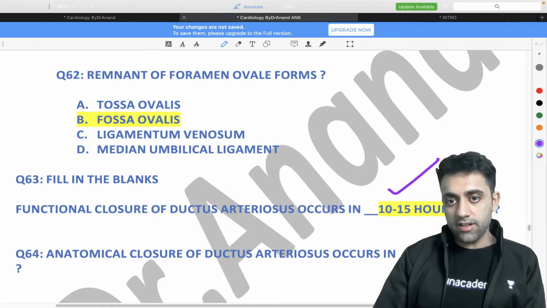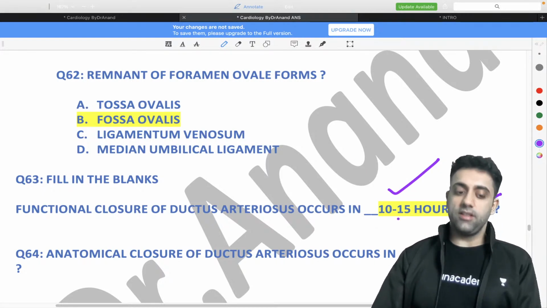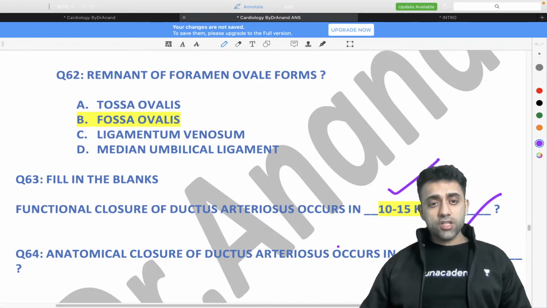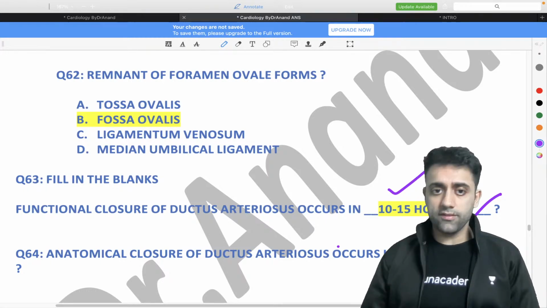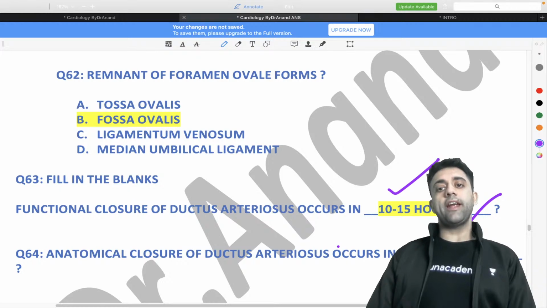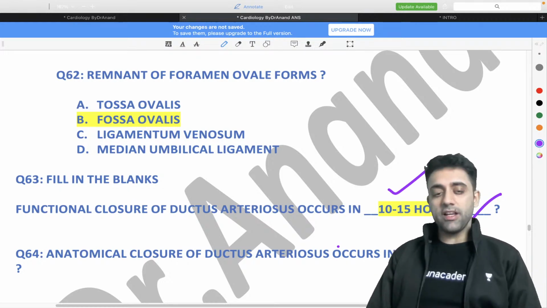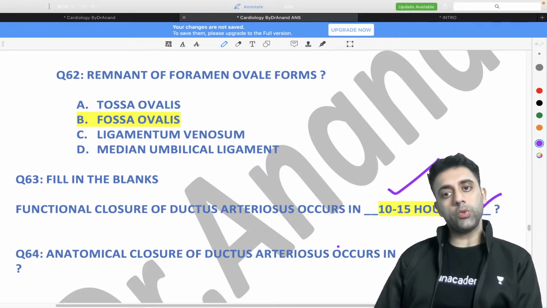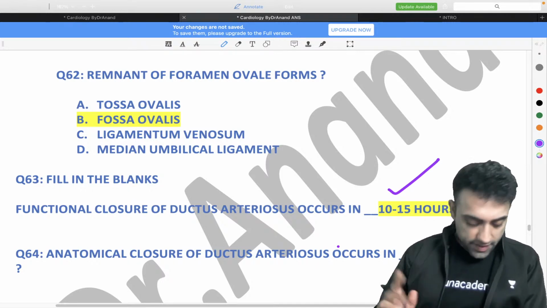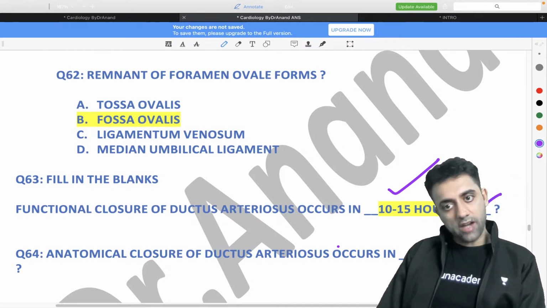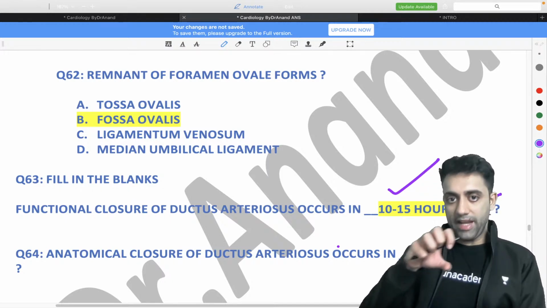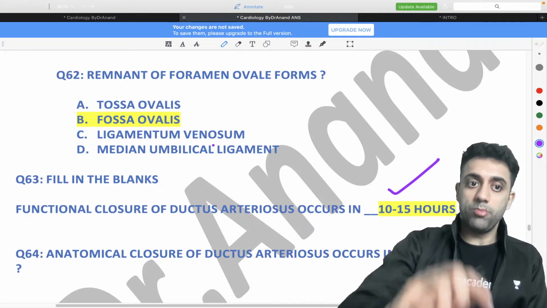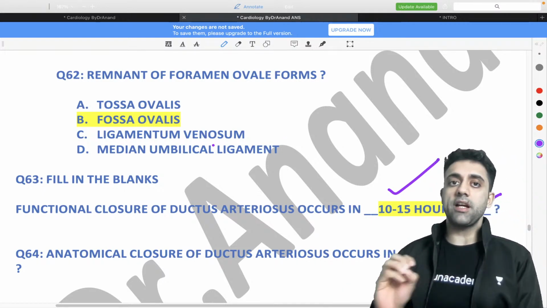10 to 15 hours and 10 to 21 days. The functional closure of the ductus arteriosus occurs in 10 to 15 hours, and anatomical closure of ductus arteriosus occurs in 10 to 21 days. Will you remember or not? Very good. Tanu, okay, 10 to 15 hours and 10 to 21 days. First there will be functional automatic closure, then we have anatomical closure. Okay, remember that. Please, my dear friends, this is the important pediatric cardiology video.